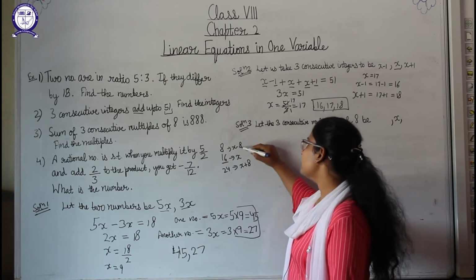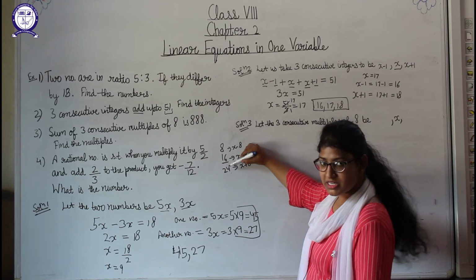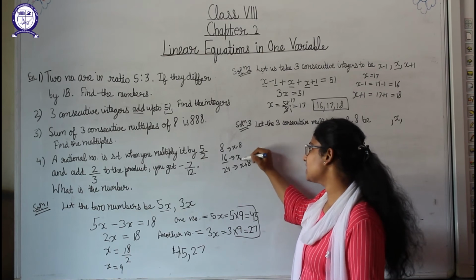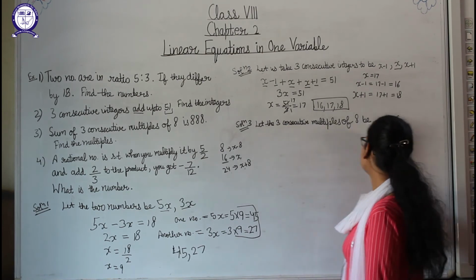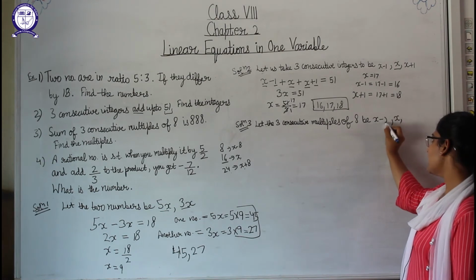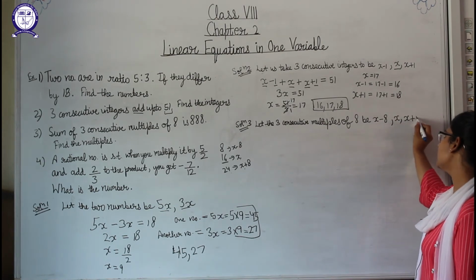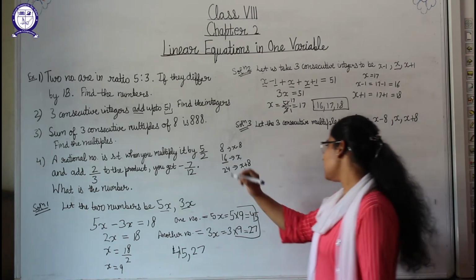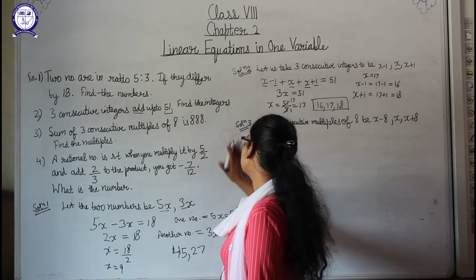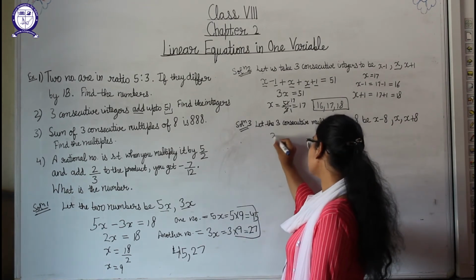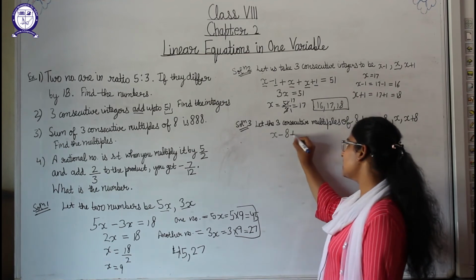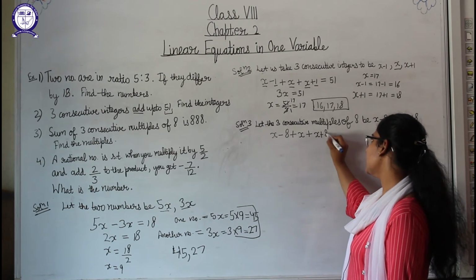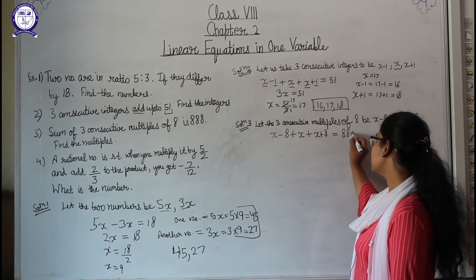So these are three consecutive multiples, 8, 16 and 24, and in terms of the variable, these are x minus 8, x and x plus 8. That's why we will take the multiples here as x minus 8, x and x plus 8. These will be the three consecutive multiples of 8. Now it is given that if we add them, we will get 888. So let us add them. First one is x minus 8, then add x, then add x plus 8, and the answer should be 888 according to the question.